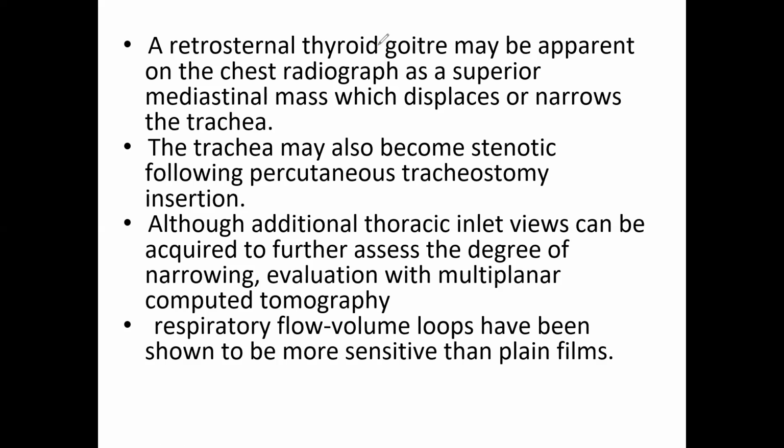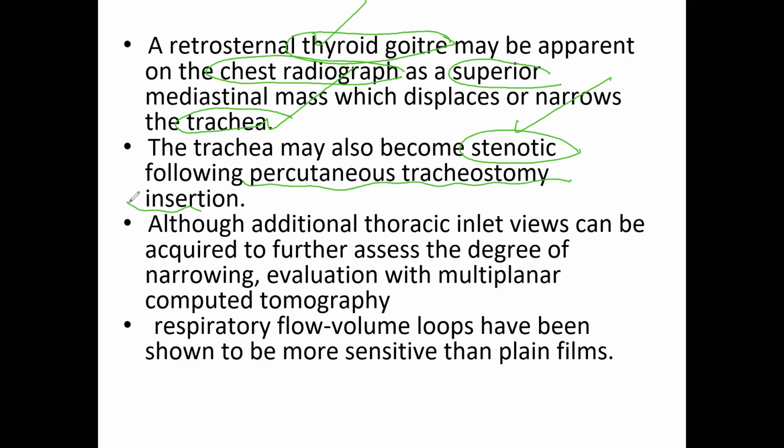So as you could see, the retrosternal thyroid is a very important one, and you should be keeping it in mind. Every time you have retrosternal thyroid extension, you have to pose a question mark. Chest radiograph can be used, number one, to show a superior mediastinal mass which displaces or narrows the trachea. Tracheal narrowing you should keep in mind. The trachea becomes stenotic following percutaneous tracheostomy insertion. A regular tracheostomy is a bit better than this, because stenosis occurs because of the percutaneous tracheostomy.